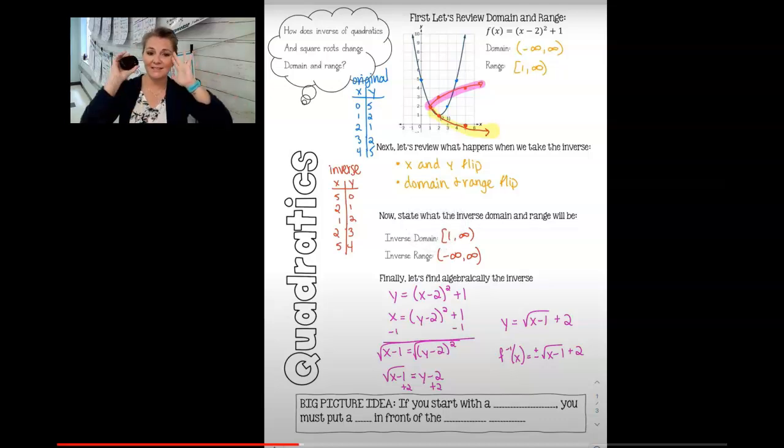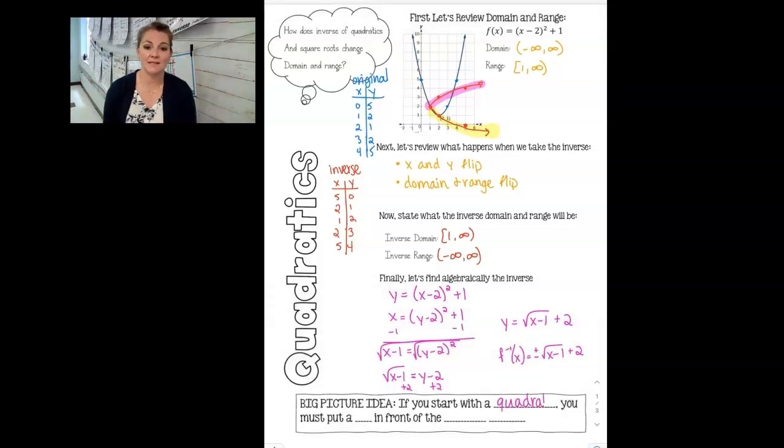So big picture idea. Hope you're like, oh, now I get it. Big thing to remember is with a quadratic, you must put a plus or minus in front of the square root. Very, very important for you to remember to put a plus or minus in front of the square root if your final answer has a square root. So if your final answer has a square root, it's because you started as a quadratic.